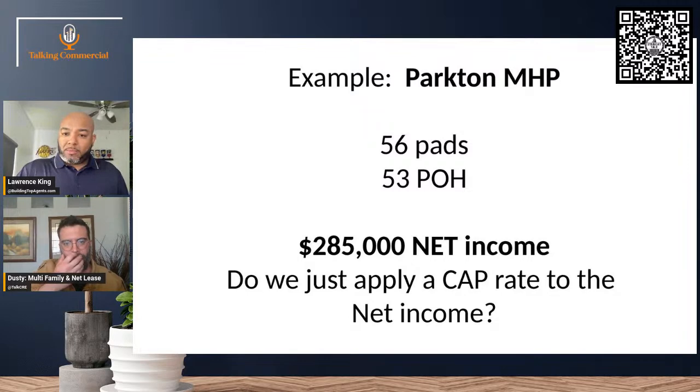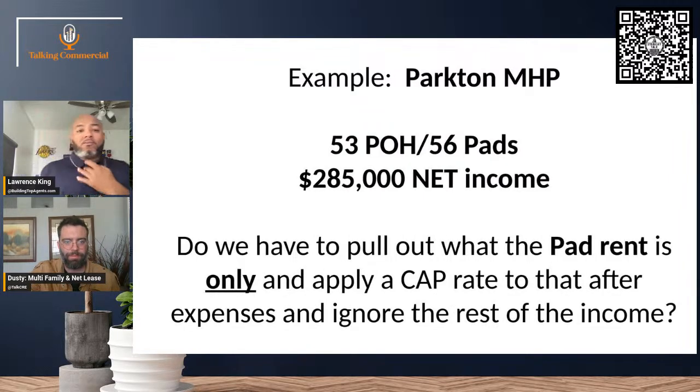Okay. And so this would be the example. There was a Parkton mobile home park. There were 56 pads. 53 of those were park owned. So only 3 of those were owned by the tenant. Only 3. Okay. So the total net income, this is for the whole thing, not just separating out pad rent, was $285,000. Okay, so would we just apply a straight cap rate to that, or would we do that blending that I suggested? And that's what we ended up doing. So you blended it. Okay.